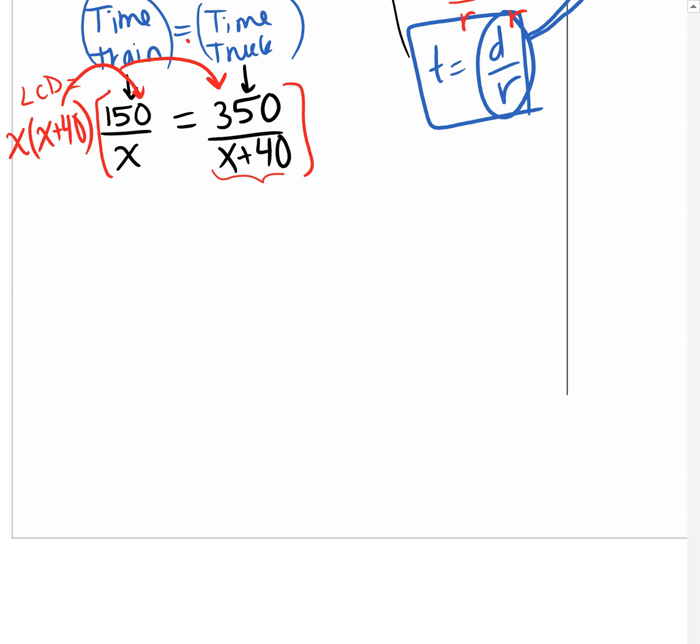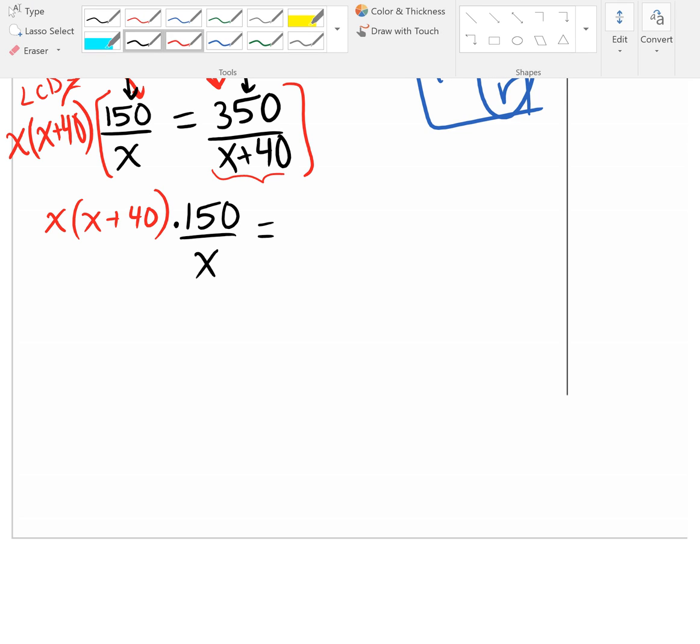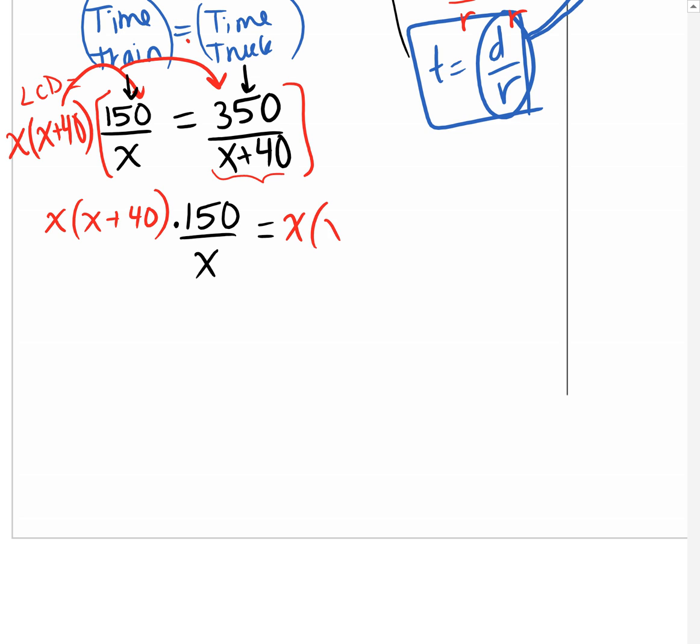And there are only two terms here, one on each side, but I'll need to multiply both of them by this common denominator. I'm going to distribute it onto both. x times x plus 40 times the fraction on the left, 150 over x, equals that same thing, x times x plus 40, times the fraction on the right, which was 350 over x plus 40.